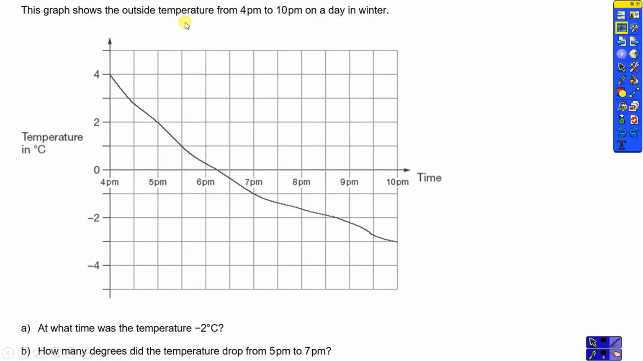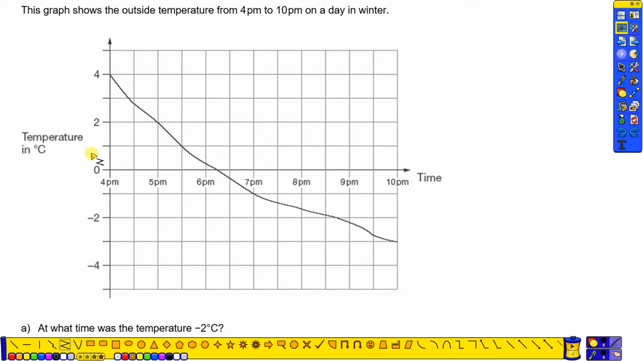This graph shows the outside temperature from 4 p.m. to 10 p.m. on a day in winter. At what time was the temperature -2 degrees? So we need to find -2 degrees.